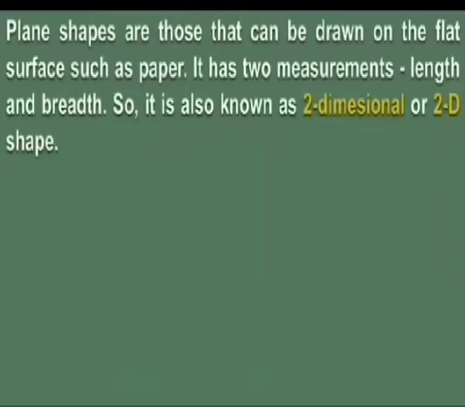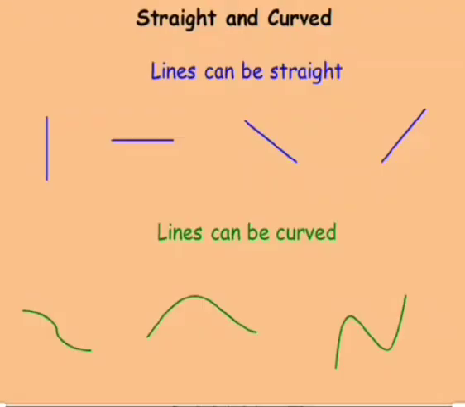So children, any closed figure that can be drawn on the flat surface such as paper, and it has two measurements, length and breadth. Such shapes are known as two-dimensional or 2D shapes. As we can see in this example, that it is a closed shape and it has both length and breadth. Children, plane shapes are made up of straight lines or curved lines.